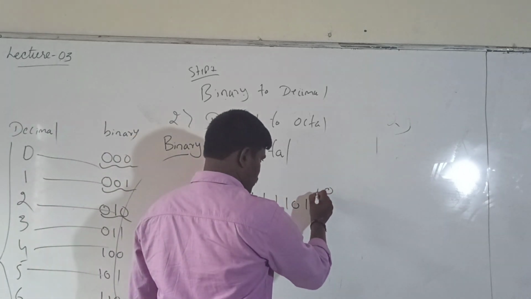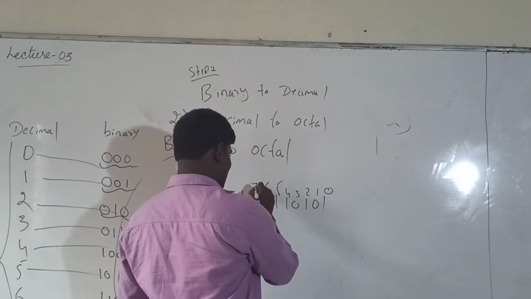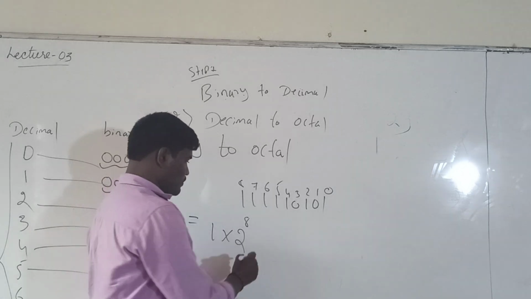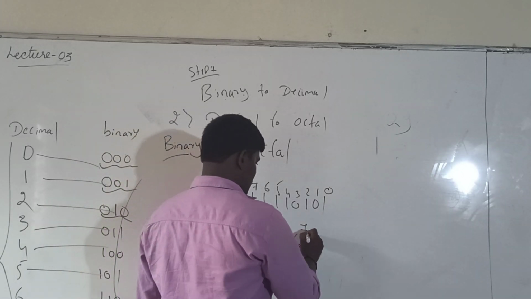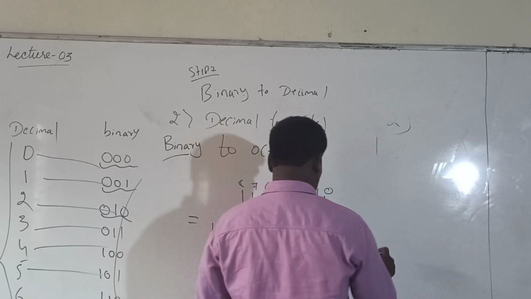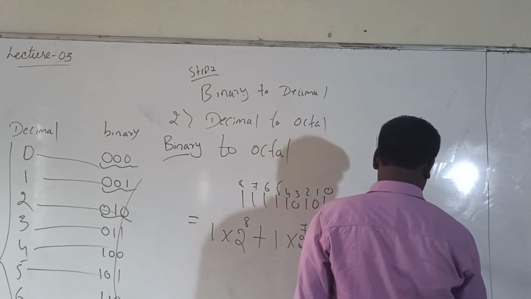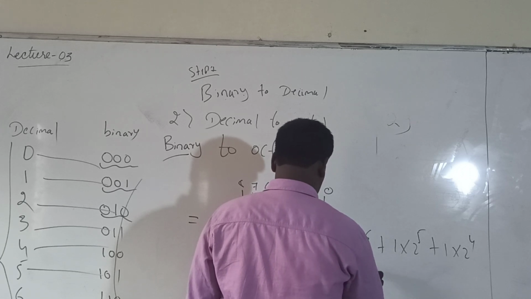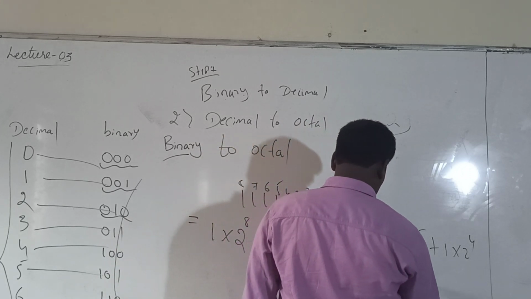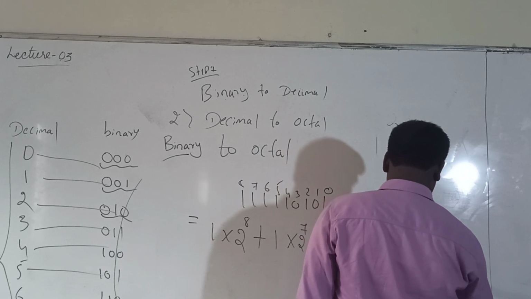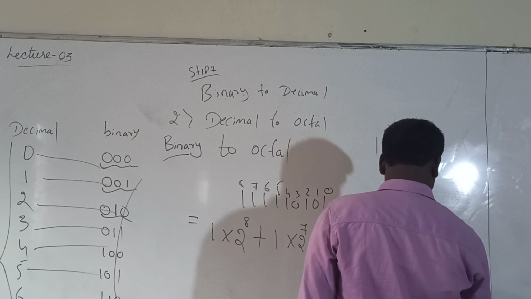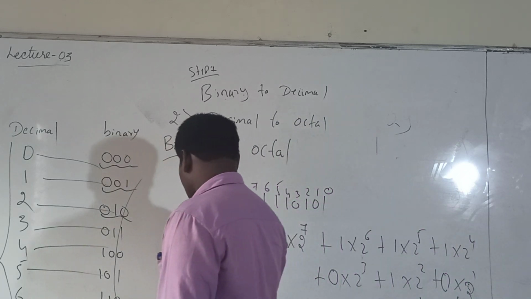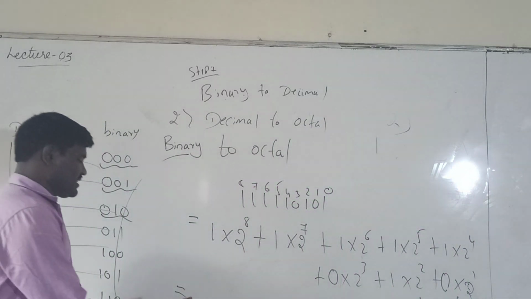Write the powers 0, 1, 2, 3, 4, 5, 6, 7, 8. 1 into 2 raised to 8 plus 1 into 2 raised to 7 plus 1 into 2 raised to 6 plus 1 into 2 raised to 5 plus 1 into 2 raised to 4 plus 0 into 2 raised to 3 plus 1 into 2 raised to 2 plus 0 into 2 raised to 1 plus 1 into 2 to the power of 0. See here, 2 to the power of 8 is 256.